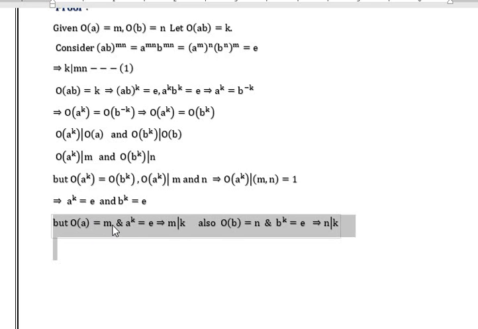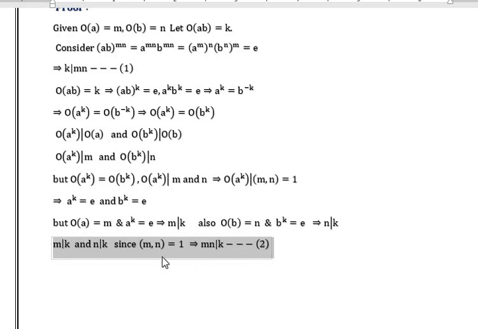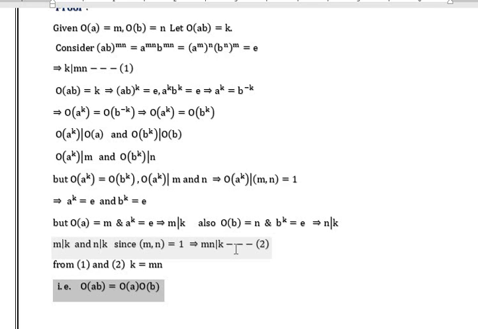But order of a is equal to m and a power of k is equal to e. Both of these results imply that m divides k, and also we have order of b is equal to n and b power of k is equal to e, which implies n divides k. m divides k and n divides k, since m and n are relatively prime, implies mn divides k. Take this as equation 2. Now from 1 and 2, k is equal to mn, that is, order of AB is equal to order of A into order of B.